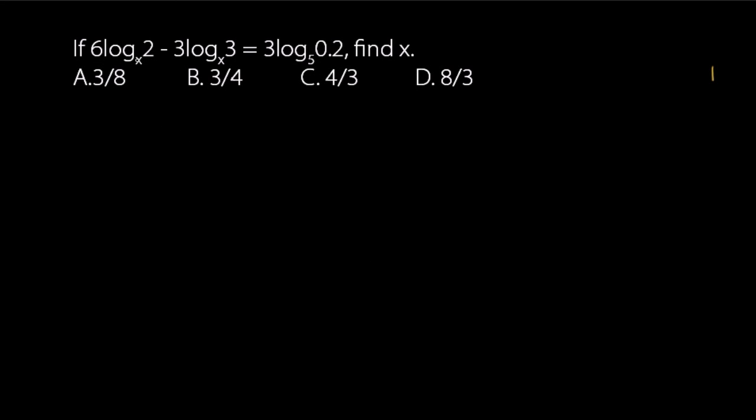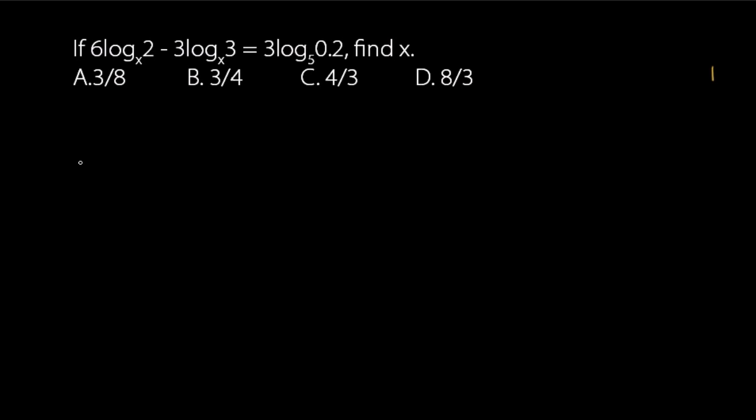If 6 log 2 to the base x minus 3 log 3 to the base x equals 3 log 0.2 to the base 5, the question says find the value of x. Now we have a logarithmic equation, so I want to find the value of x. To do this, let's start by rewriting the logarithmic equation.